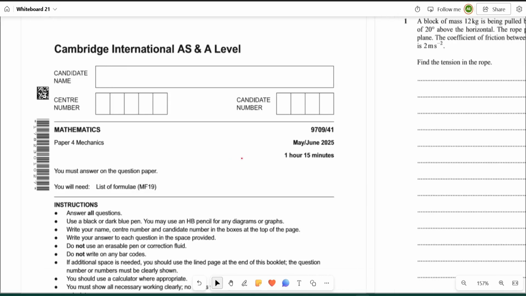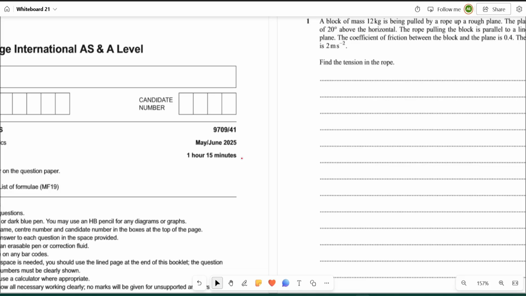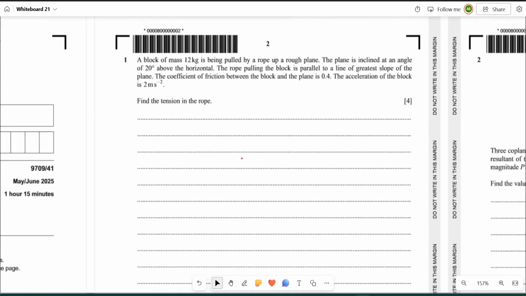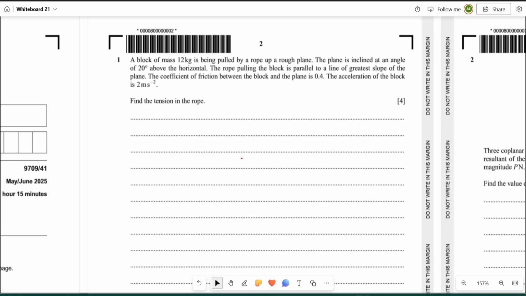It's crucial revision for you if you want to attempt this paper. It's going to be very helpful. We're going to start by solving the first question straight away.